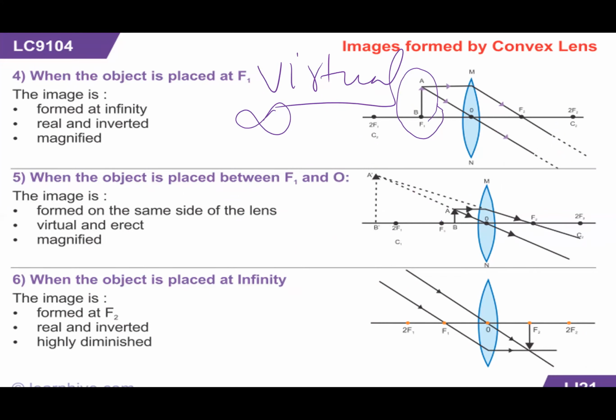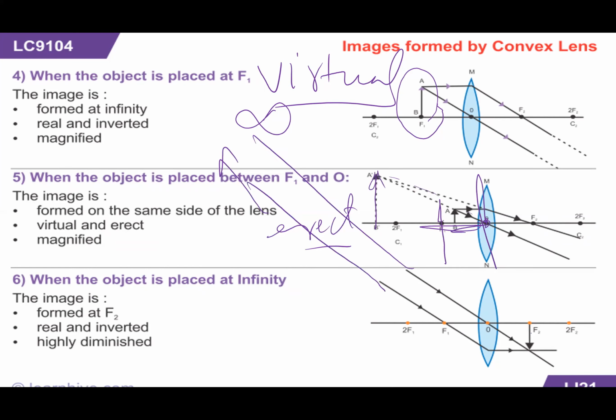If the object is lying between the focal point and the lens, the image will be virtual and erect. Erect image means upright. Virtual image means it cannot be obtained on the screen. If the object is at infinity, the image will be found at the focus point.